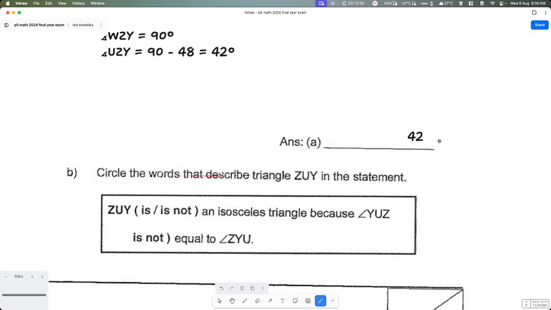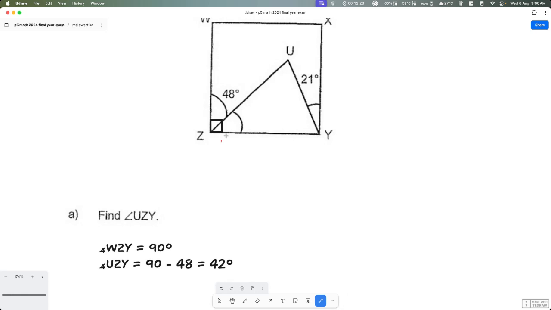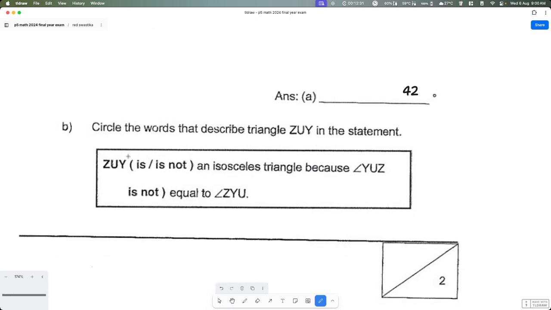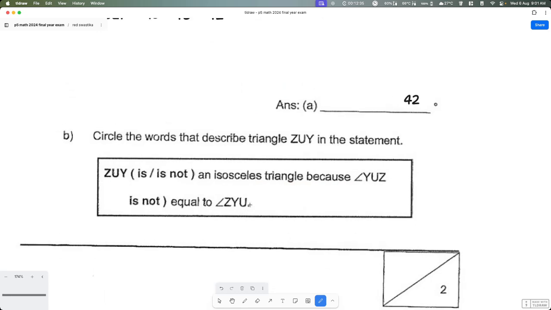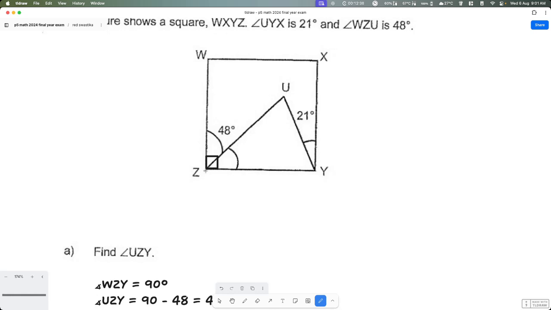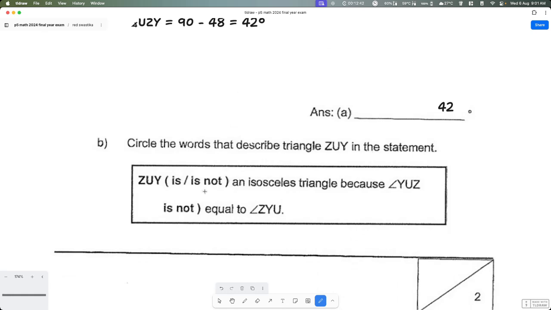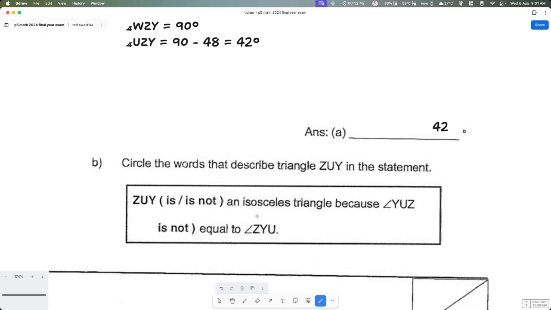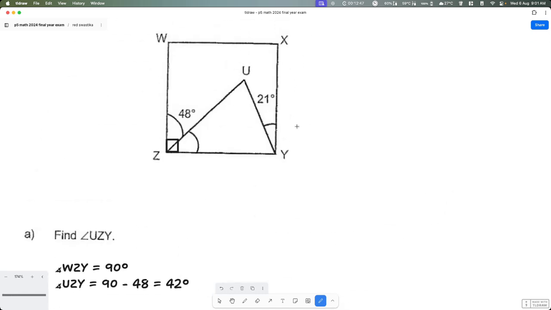Circle the words that describe ZUY in the statement. So ZUY. Right. So it says here ZUY is an isosceles triangle because angle YUZ is equal to angle ZYU. Okay. So we need to calculate this. So we know here is 42 degrees.